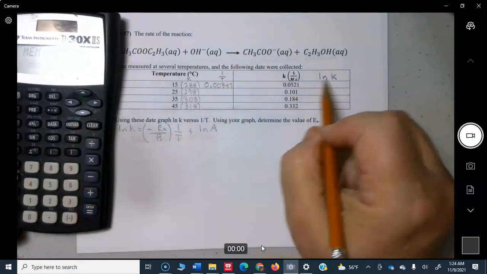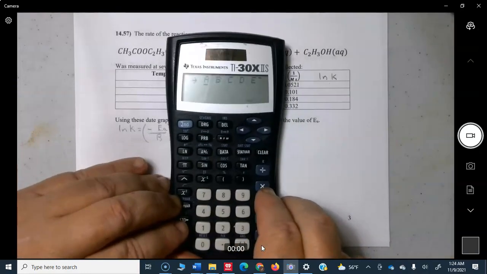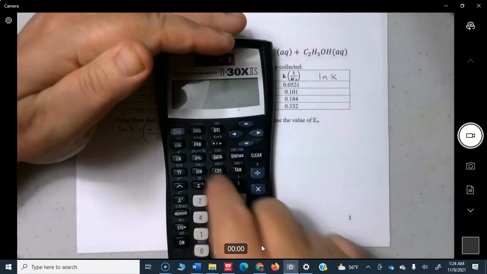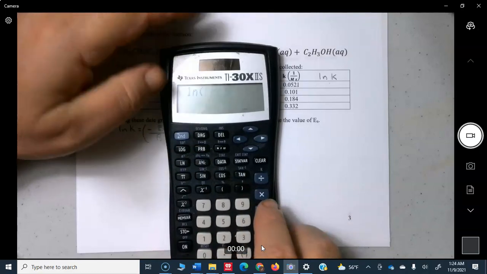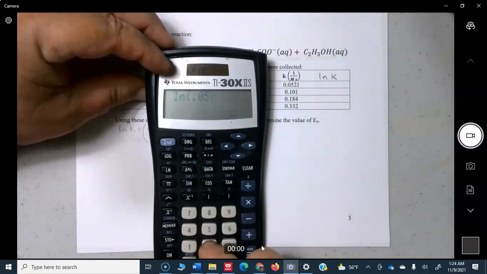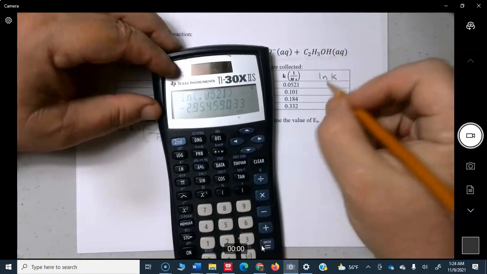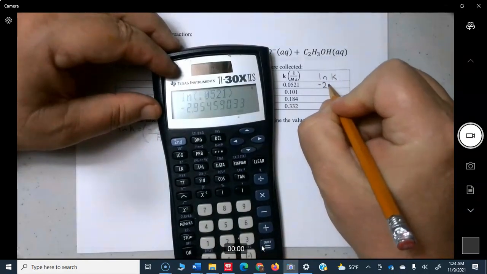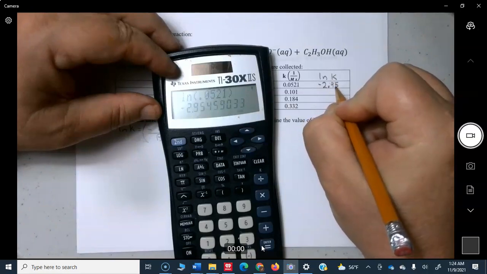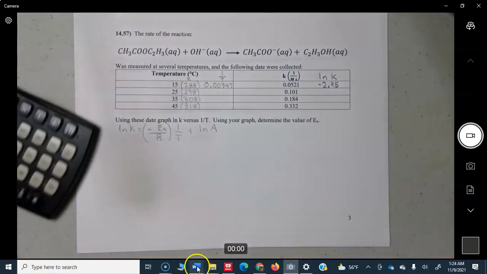Now let me calculate one of these. I'm simply going to take the natural log, move that to right here, and it's going to be ln right there, and we're going to put in the value, and that's going to give us negative 2.95. That's the way we'll do the rest of them, so I'll just pause and do all of those.